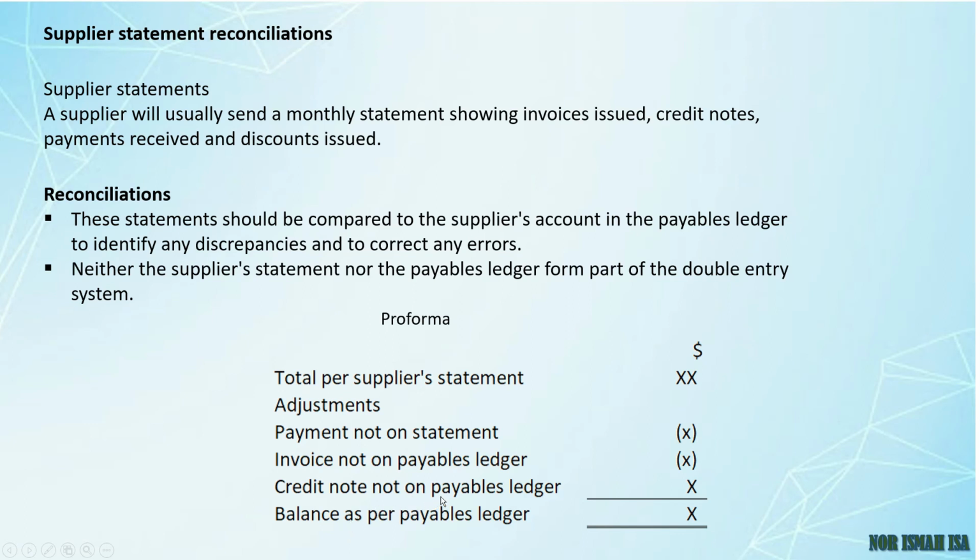Credit notes not on the payable ledger, also the credit note will reduce the supplier balance. So we just add it back, because in the supplier account we already reduced it, so we add. Same goes for this one, invoice not in the payable ledger. Instead we have it, so we need to minus that. So in the end we have the balance as per the payable ledger. So this one we reconcile to the payable ledger.